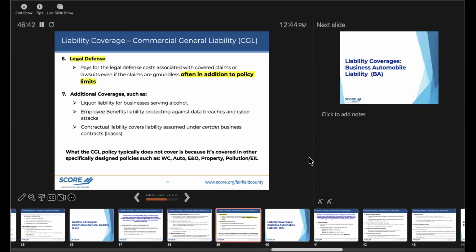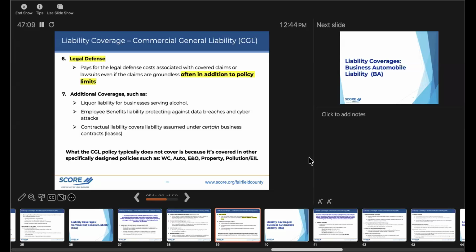Again, I can't emphasize this enough. You get legal defense costs covered, often in addition to policy limits. So you might have a $1 million general liability policy limit, and you might end up spending $200,000, $300,000 in defense. That $300,000 does not deplete the policy limit.